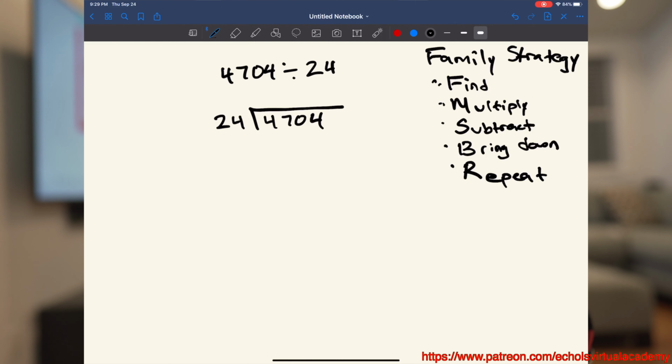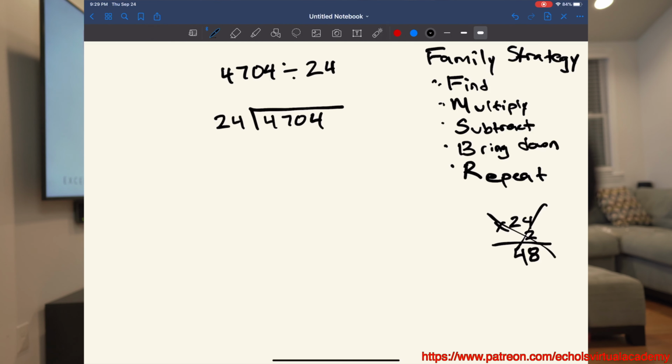Well, we want to test this out real quick, because you want to make sure that you get the right number. So you can come to the side here and let's do 24 times 2 to see if that's bigger than 47. 4 times 2 gives me 8. 2 times 2 gives me 4. So I know that 24 cannot go into 47 2 times. It goes into 47 one time.